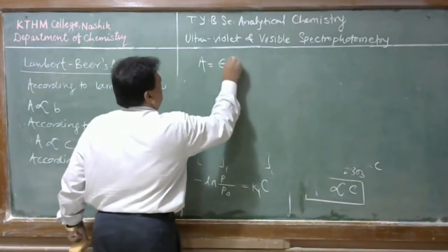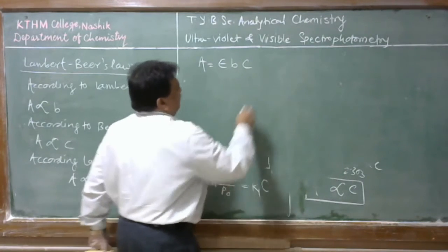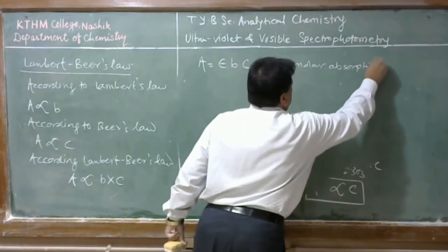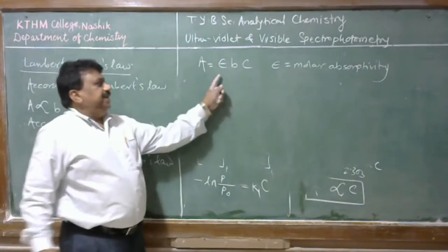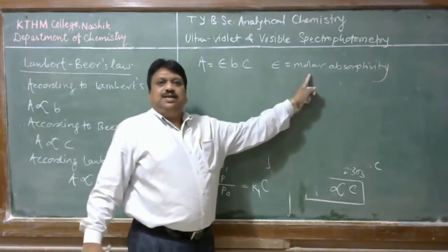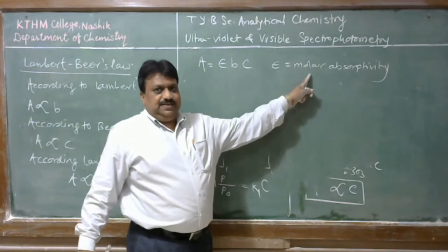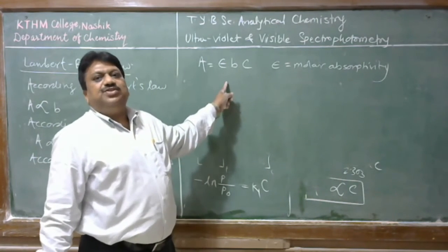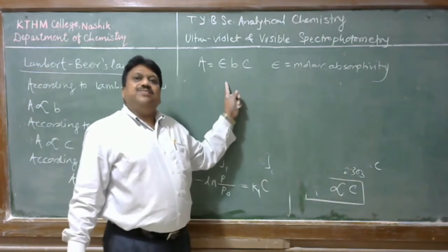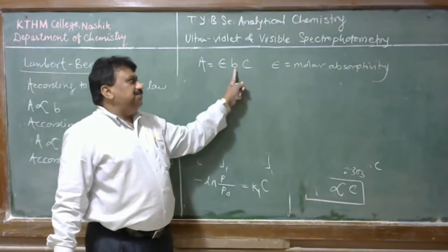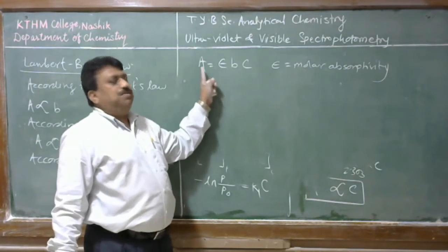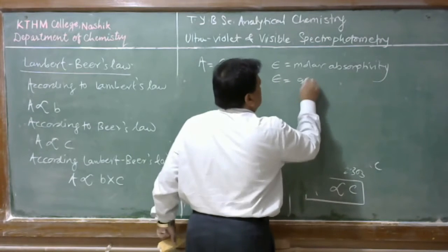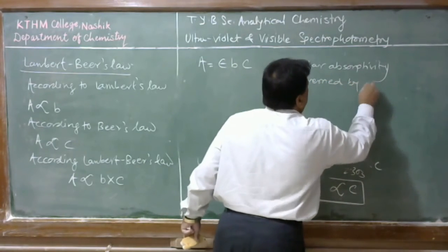A is equal to epsilon into b into c, where this epsilon is called the molar absorptivity. Molar absorptivity is the identity of the substance, determined by the wavelength of analysis. Suppose, for example, we have a solution of fixed concentration and fixed path length, and when we measure its absorbance at different wavelengths, then we observe the absorbance is different. As the path length is fixed and concentration is fixed, we have different absorbance because we have a different value of epsilon. Therefore, epsilon is governed by the wavelength of analysis.